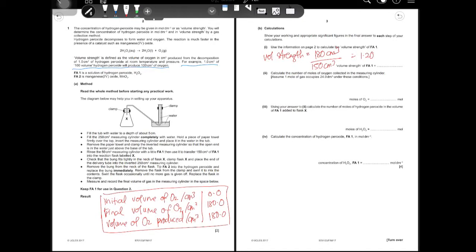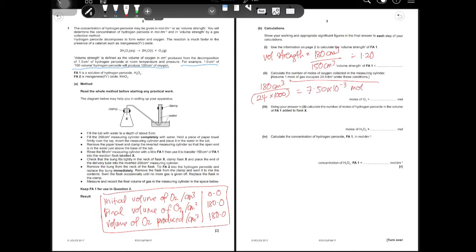Next one, calculate the number of moles of oxygen collected. So we can divide the volume of oxygen by the molar volume here. We have 180 cm³ of oxygen produced divided by 24, but since this is in dm³, we need to convert it into cm³ as well. So we have 7.50 × 10⁻³ mole.